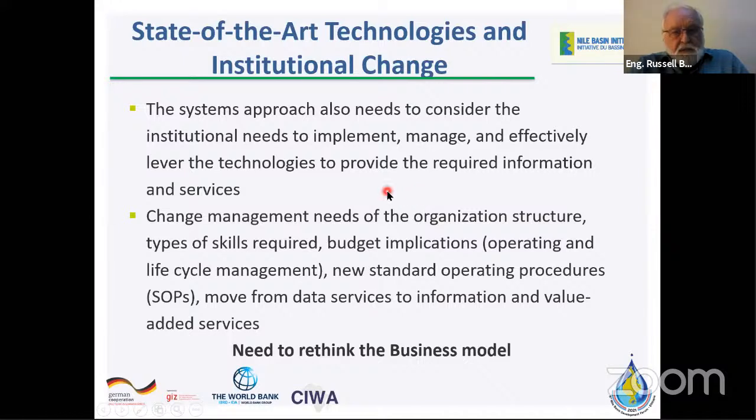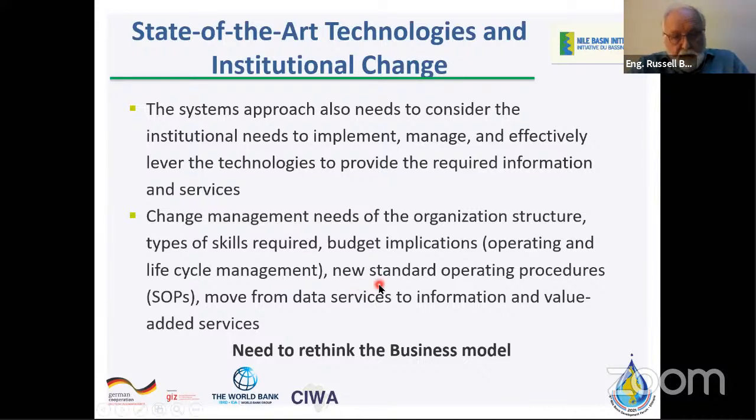The other aspect of this that's often overlooked is that implementing technologies in your organization requires change management. It's not a matter of implementing the technology and nothing will change. You need to consider the implications that the technology will have on your organizational structure, the type of skills that will be required in your organization, and the budget implications, both operating and, as technologies wear out at some time, how do I replace that, and what budget will be required to do it?